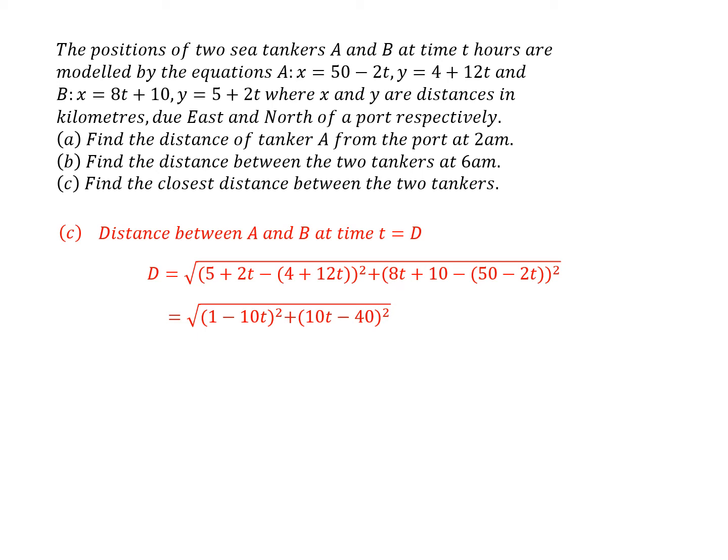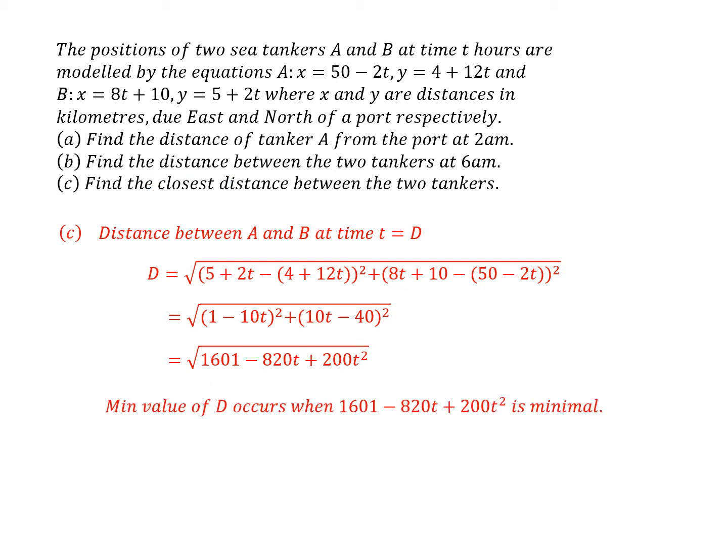So simplifying that further. So this is an expression for the distance between the two tankers at any given time. But we're trying to find the closest distance. So we're trying to find the value of t that gives the minimum value of d. So the minimum value of d will occur when the contents of the square root are at a minimum value. So we're trying to find the minimum value of this function.